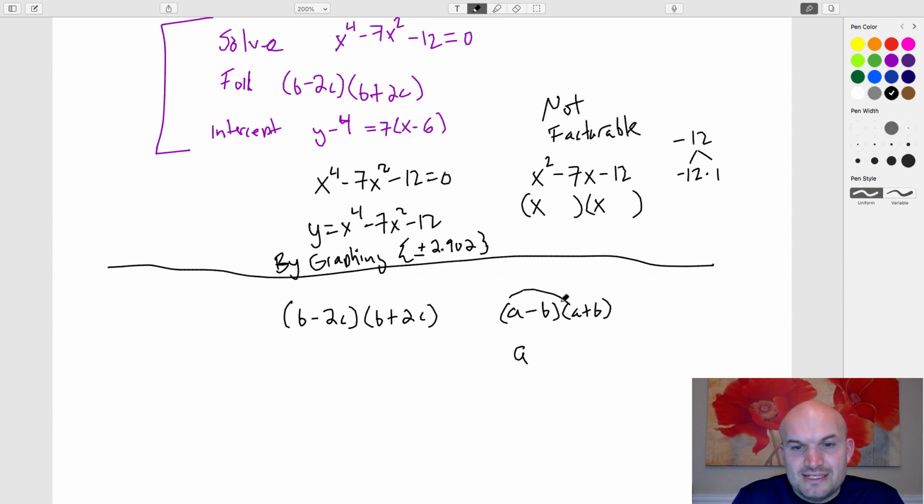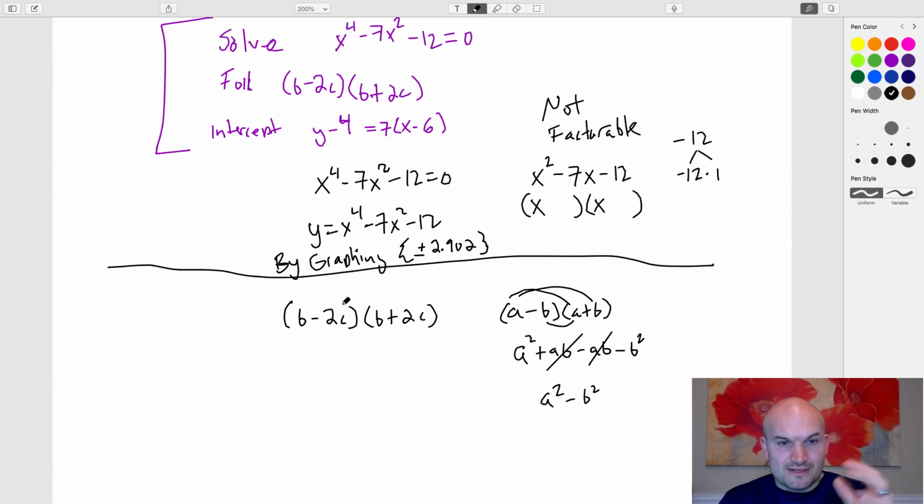This gets you a times a, right? And then you do a times b. So this would be a squared, and then this would be plus ab, and this would be minus ab, as the order doesn't really matter, and then minus b squared. So what you notice is the middle terms add to 0, and you're just left with a squared minus b squared. So you notice here that this is the same form.